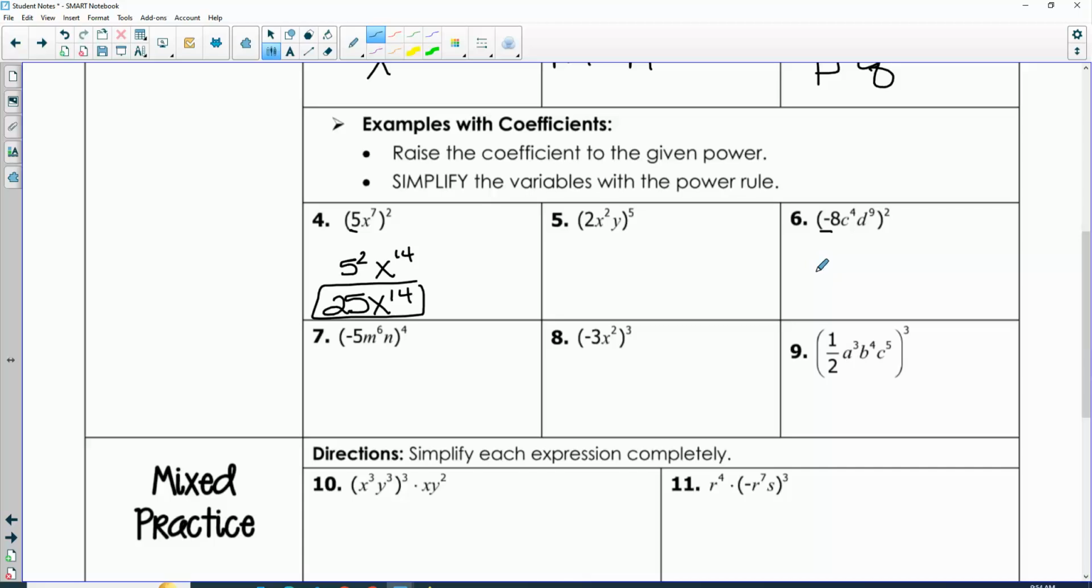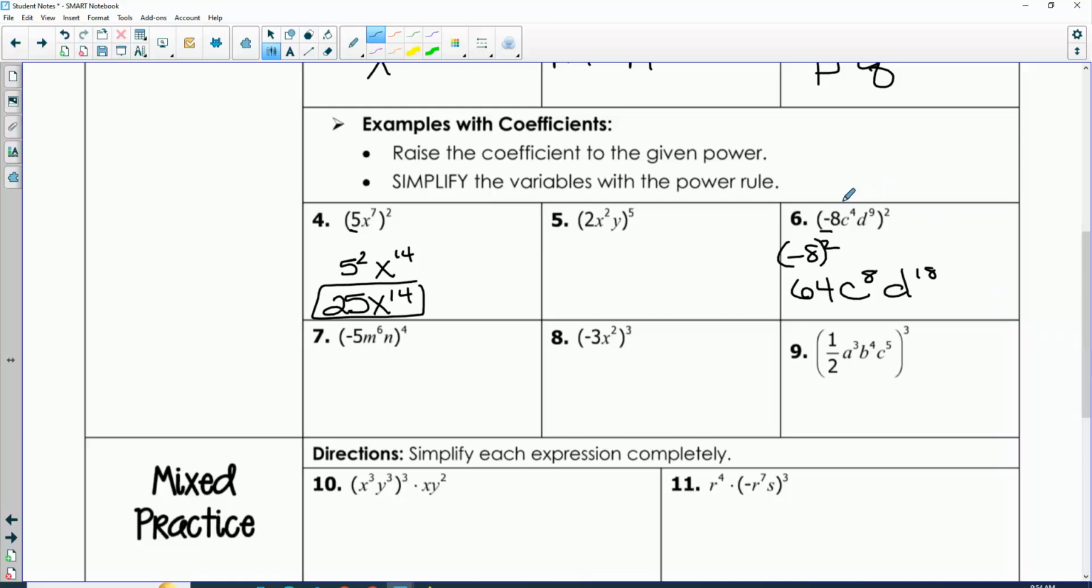Negative 64? Not negative, positive 64. If you type it into your calculator like this, it will tell you negative 64. We are squaring the whole thing, so you have to put the negative 8 in parentheses if you're putting it in your calculator. So it means negative 8 times negative 8, which gives you a positive 64. With our C's, 4 times 2 is 8. With our D's, 9 times 2 is 18.